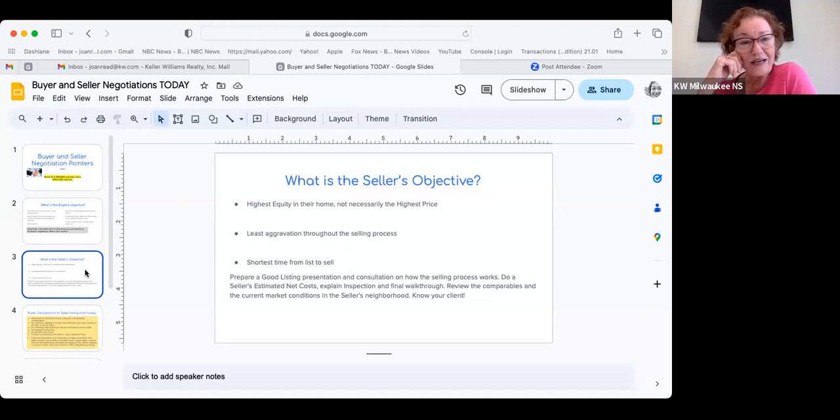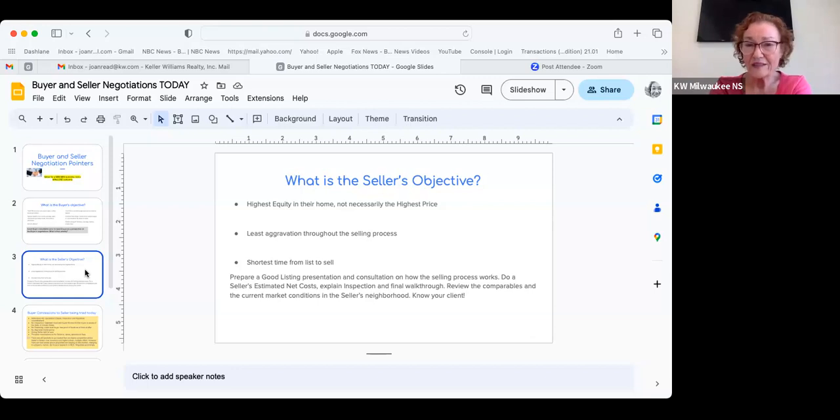And the third thing that every seller wants is the shortest time from list to sell. Obviously, there are some exceptions if they're building a house or something, but generally people put their house on the market because they are ready to go and ready to sell and get what they need. As a listing agent, you should be prepared in how the whole selling process works. Go through the steps. It's not fast and easy. That's why you need a professional real estate agent to help you.